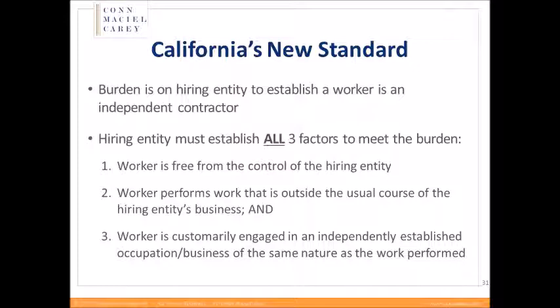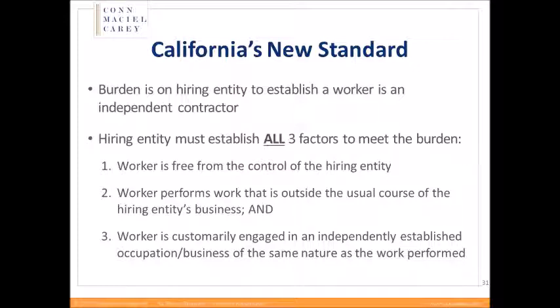The second factor requires the worker to perform work outside the usual course of the hiring entity's business. So a similar factor to what we talked about with the federal test. However, in this case, it is one of the things that must be met in order for someone to be an independent contractor. Thus, even if the worker has a specialized skill and does not perform work under the direction or control of the hiring entity, the mere fact that the worker's services are part of the entity's usual course of business would defeat the independent contractor status.